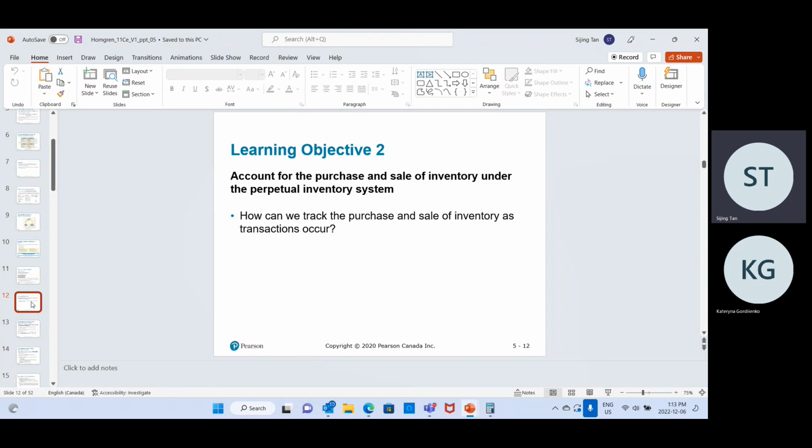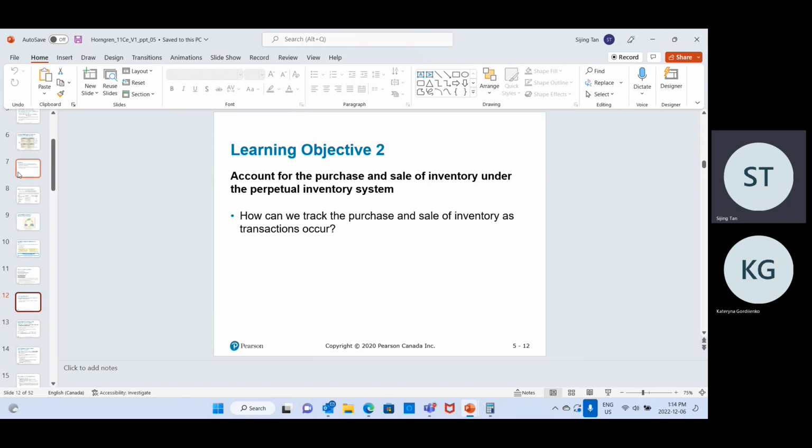Now, we haven't talked about the perpetual system. The perpetual system at the same time maintains a running count of the amount of inventory on hand. This system is often combined with a computerized inventory system. The use of computers in business has made this system the most widely used. As I know, most companies actually use the perpetual inventory system, because periodic is used by very few businesses.